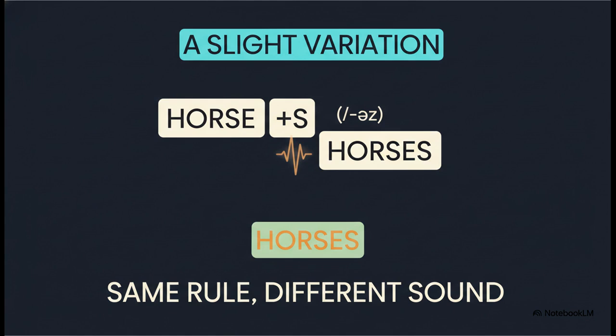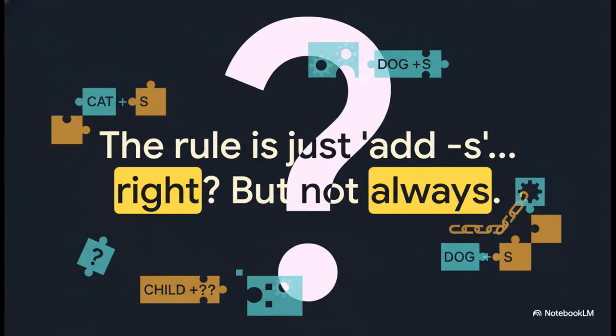Then you've got horse, which becomes horses. Now say that one out loud. Horses. The ending actually sounds a bit different, doesn't it? It's more of an "es" sound. But, in writing, the pattern still feels the same. Just tack something on at the end. So the rule is just add S. Case closed. Easy peasy. Or is it? Because this is where our nice, neat little pattern starts to get really interesting.